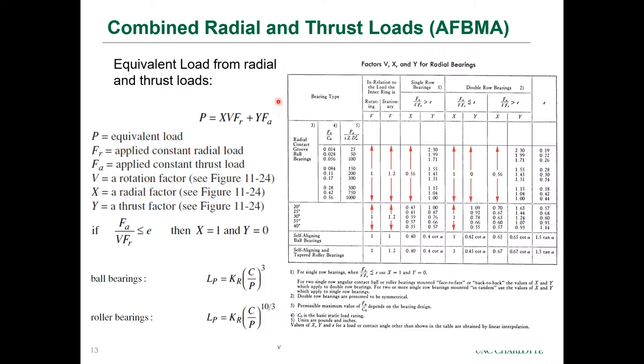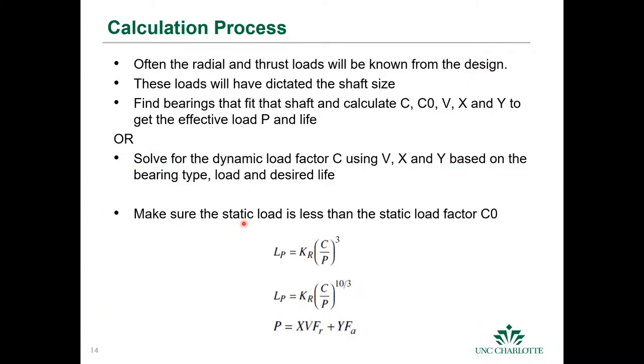Well, what does that mean? It means that the thrust load is not as big of a deal, and we can accommodate a little bit of the effect of the thrust load here in this first parameter. Okay, we have the same equations that we had earlier for the life at a given reliability, which is the C over P, and this is the P here that we're calculating in this equation if we have some thrust load in addition to a radial load for both ball and roller bearings. Okay, so we'll come back and show a little bit of example, but the calculation process is pretty straightforward.